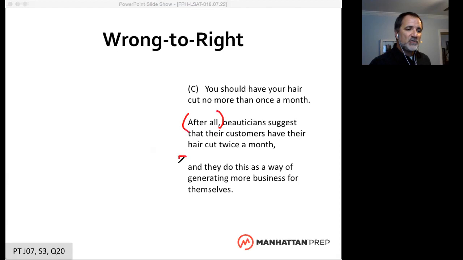Well, maybe this is true. Maybe they are doing it as a way to generate more business for themselves, but maybe there are also good reasons. So maybe you should still have your hair cut more than that. You should have your hair cut no more than once a month.